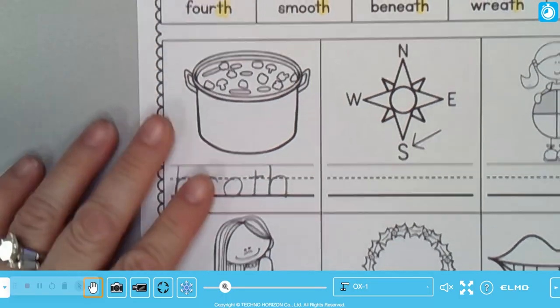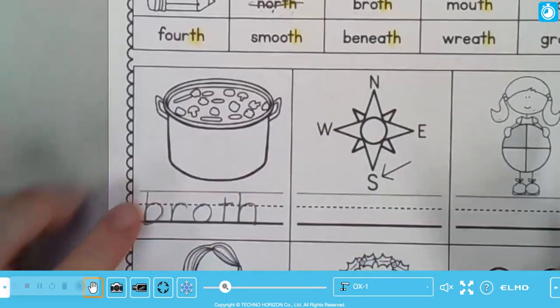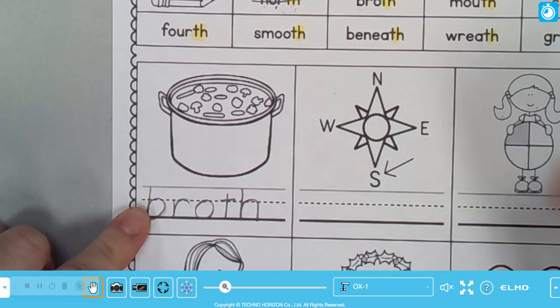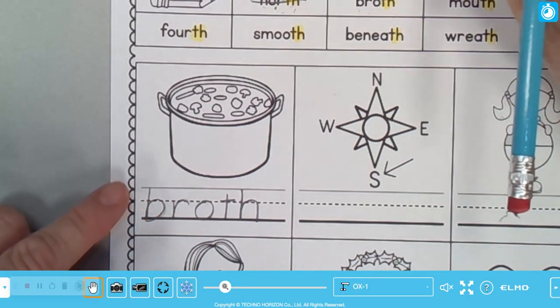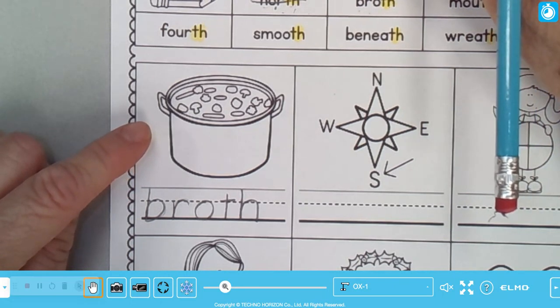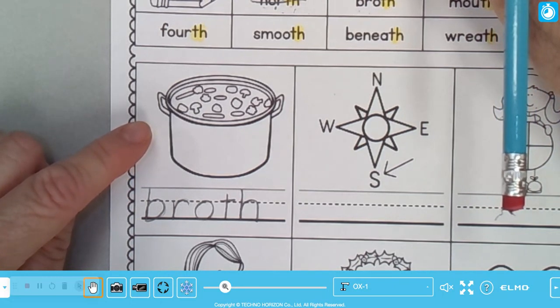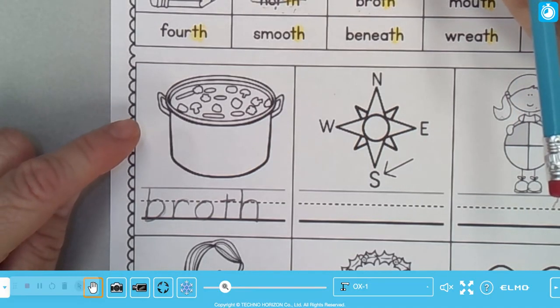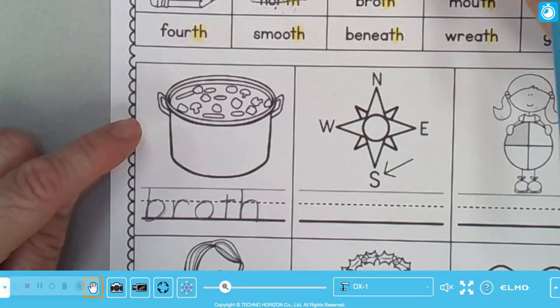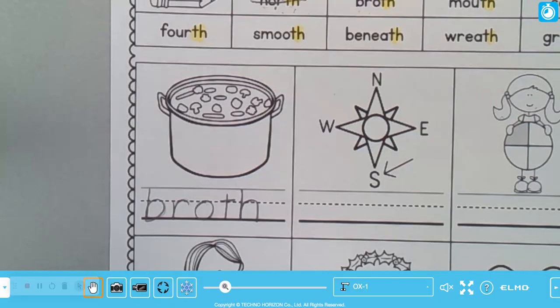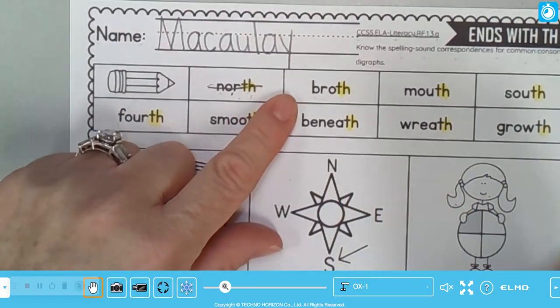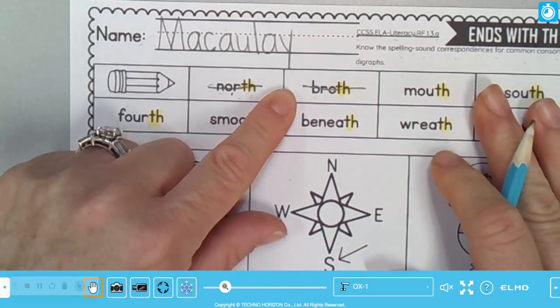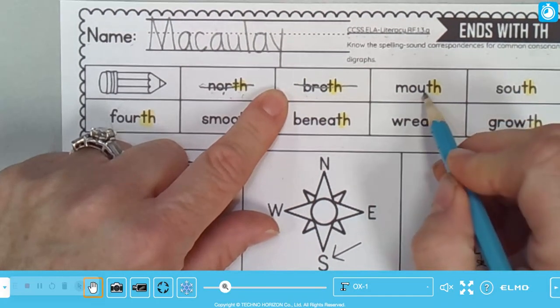Okay, so now we're going to cross off the word. While you're writing the word broth, I forgot, I'll give you a sentence for the word, okay? I made the broth with vegetables and onions and garlic and salt, and it was delicious. Okay, so hopefully you finished writing broth, and I'm going to go over here and cross it off. And we're going to go to the next word right here.